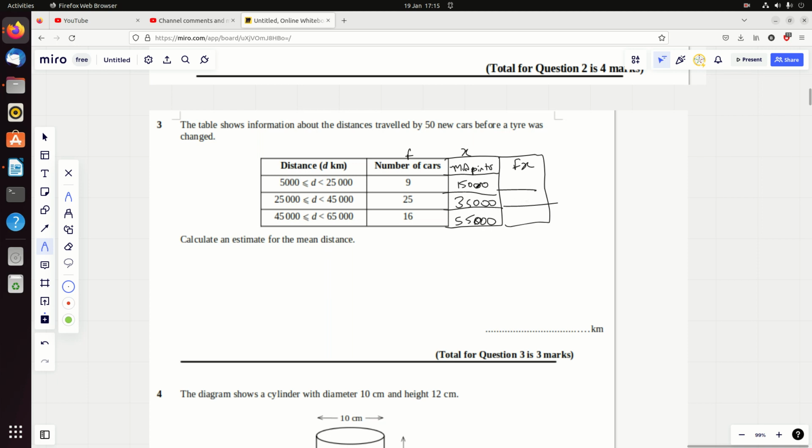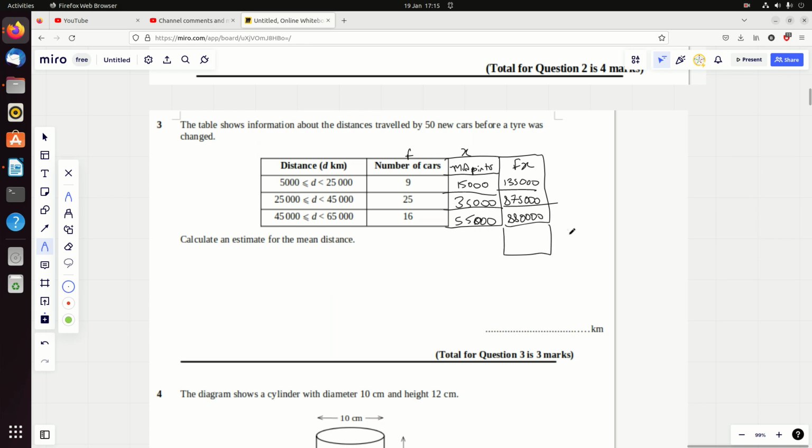Now, what obviously you should be doing is 9 times 15,000, which is, what is that, 135,000? And then 25 times 35,000, so that's 875,000. And then 55,000 times by 16, and that comes to 880,000.